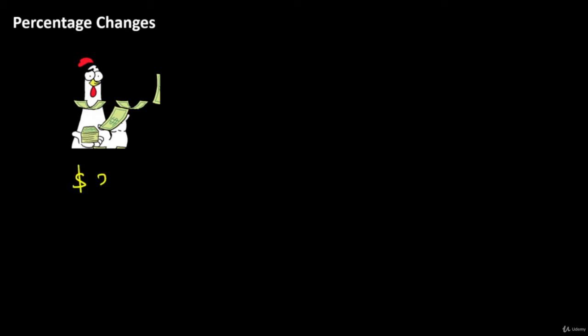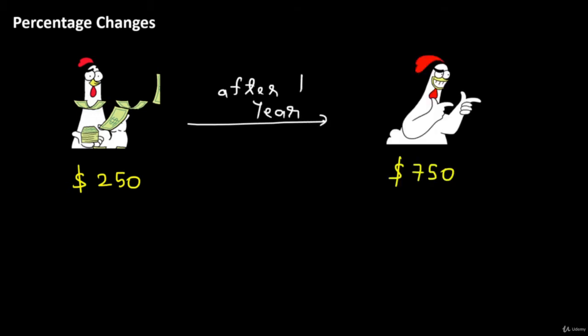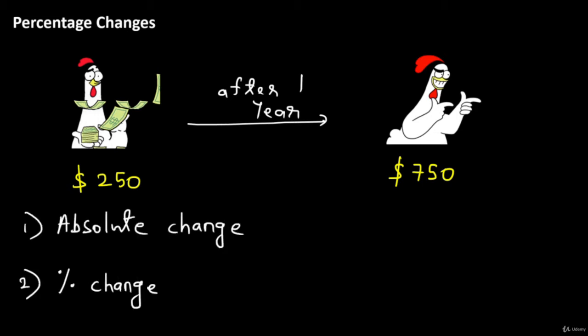Let's get started. Over here we have Mr. Hen. He has $250 and 1 year passes by, he does some business and he gets $750 at the end of 1 year. Alright, now let's try to understand two terms. What's the absolute change in terms of the money he has and what is the percentage change? Let's get started with the absolute change.